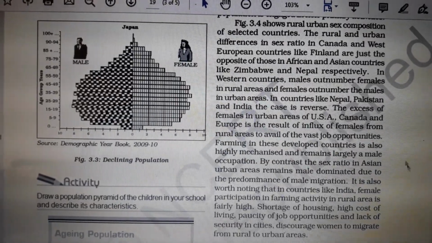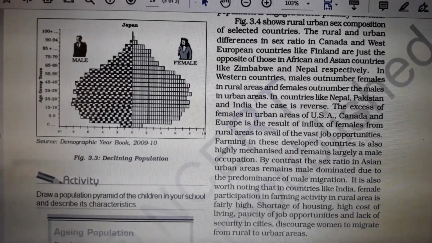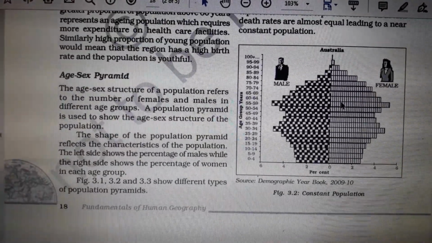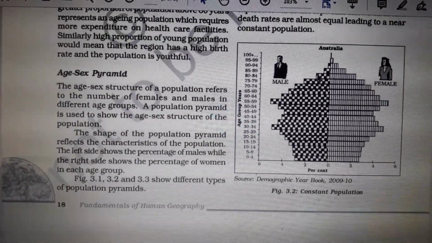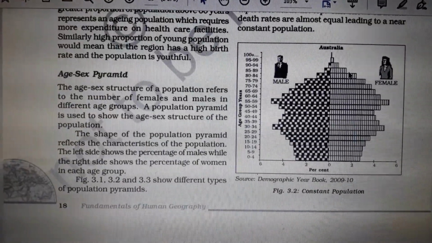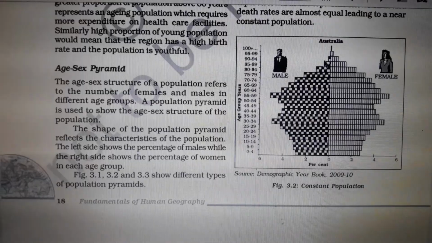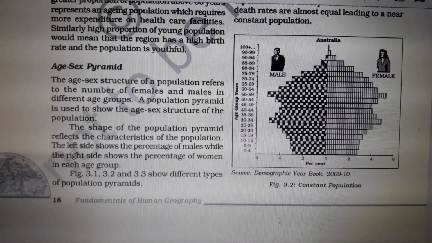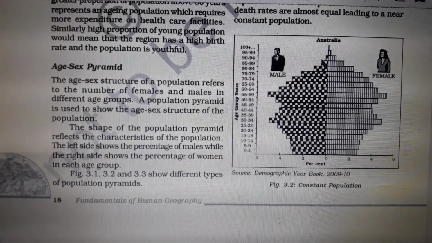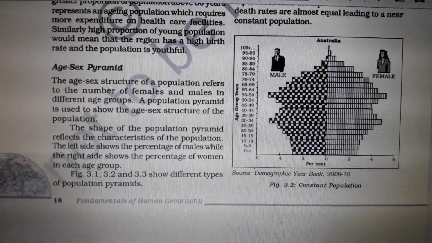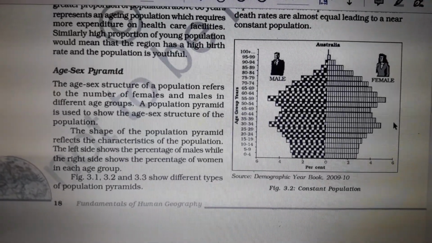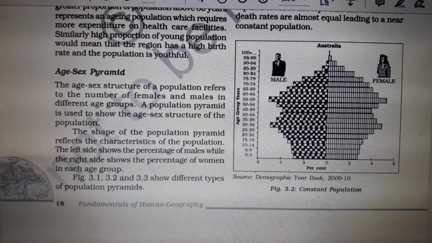See one more example, Japan here, and one more, Australia. Now you can see Australia here. Mostly you can see the number of aged people is more, because they are controlling the birth rate. So their aged people are increasing in number. So it is very difficult to manage them in this country.